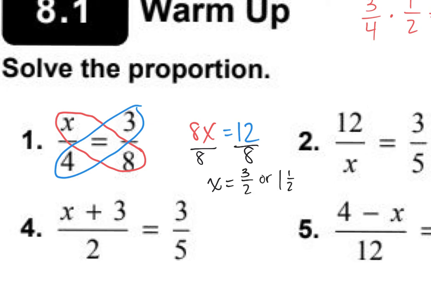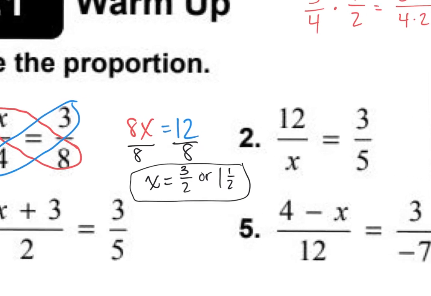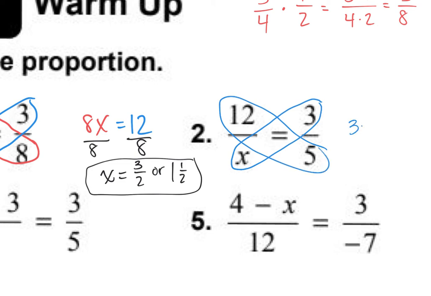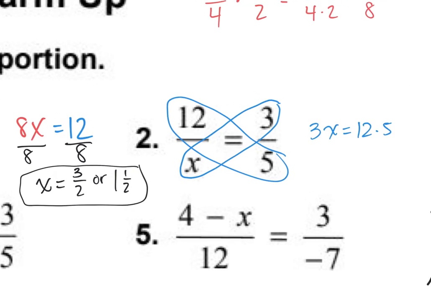Guys, I'm totally cool with either one, an improper fraction or a mixed number. Okay? All right, next one. What do I do? Yep, so multiply the 3 and the x, multiply the 5 and the 12. So you're going to get 3x equals 12 times 5. Now, little hint. Don't multiply the 12 and the 5 yet, because watch what happens.